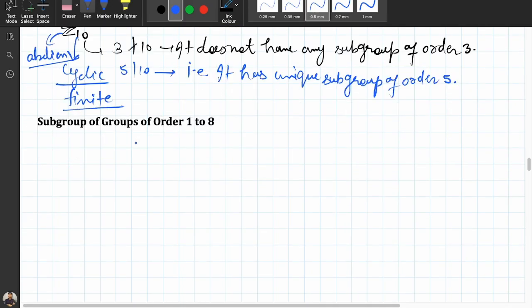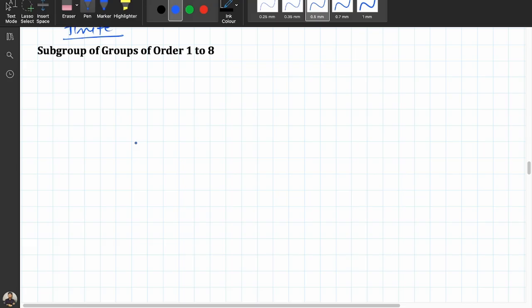Now we'll discuss subgroups of order 1 to 8. I'll show you each and every subgroup of order 1 to 8. We'll discuss one by one, and I'll also discuss what a simple group is and what the proper and improper subgroups are. Okay, that I explained, but I'll show you how it will work here. So, subgroup of order 1. We'll start with order 1.